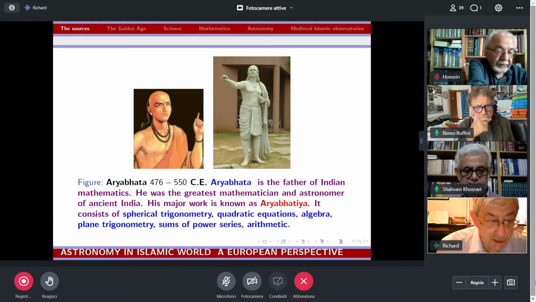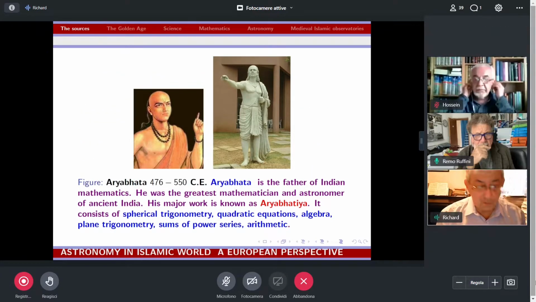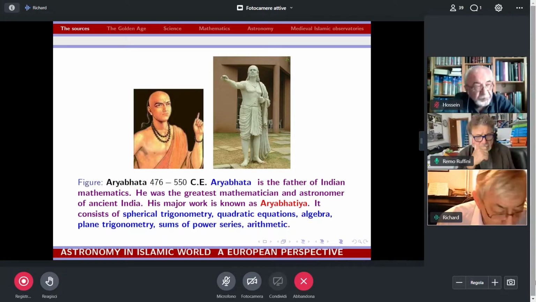So this is Aryabhata, the father of Indian mathematics. He was the greatest mathematician and astronomer in ancient India. And his major work was the Aryabhatiya. It consists of spherical trigonometry, quadratic equations, algebra, plane trigonometry, sums of power series, and arithmetic. And it all was, of course, included in the Arabic mathematical tradition later on.